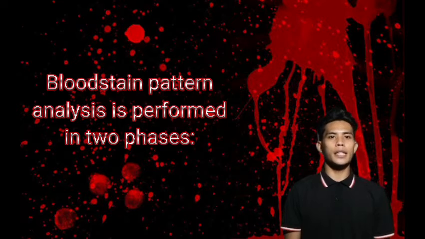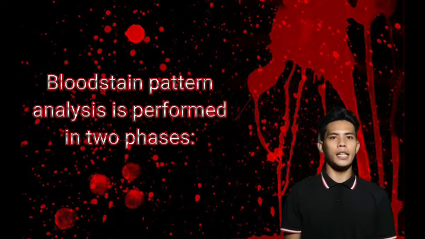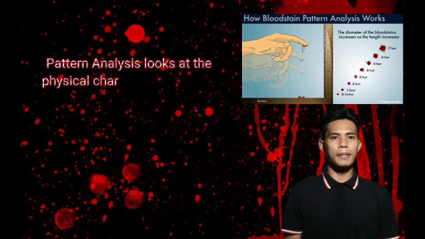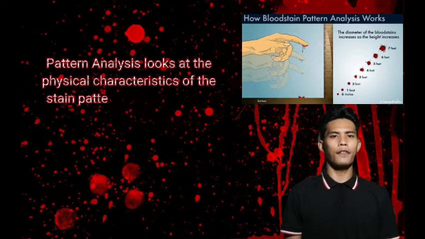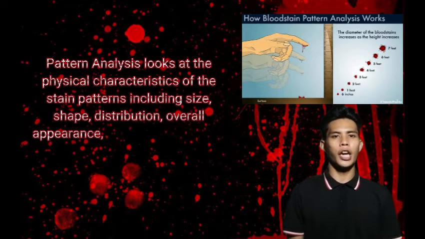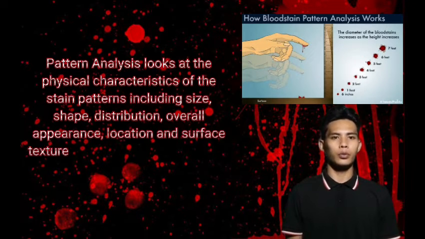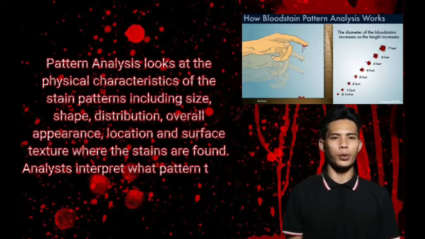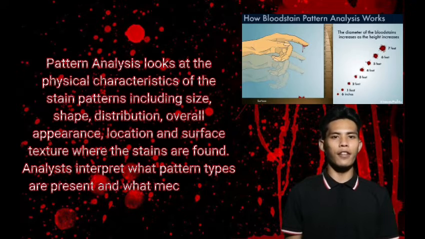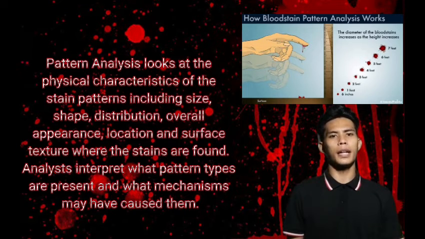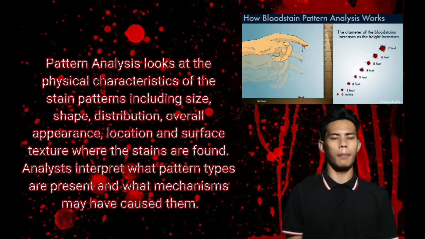There are two phases of blood stain pattern analysis. Pattern analysis looks at the physical characteristics of the stain patterns, including size, shape, distribution, overall appearance, location, and surface texture where the stains are found. Analysts interpret what pattern types are present and what mechanism may have caused them.